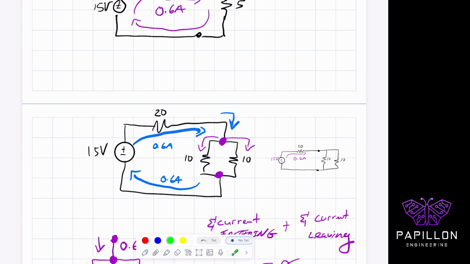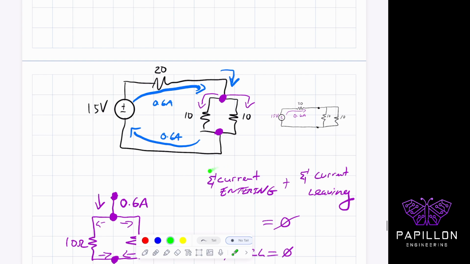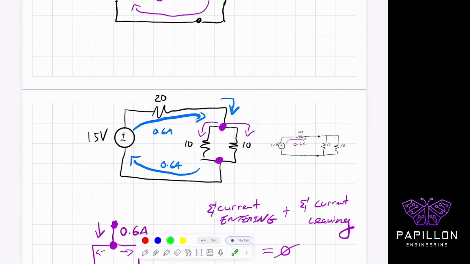So we will hopefully learn some new things today. Other things that we'll learn is that the sum of all of the currents entering a node must equal 0. The sum of all the currents entering and leaving a node must equal 0. And that's really important. It's called Kirchhoff's Current Law. Again, it says the sum of all the currents entering plus the sum of all the currents leaving a node must equal 0. So let's try this slowly.